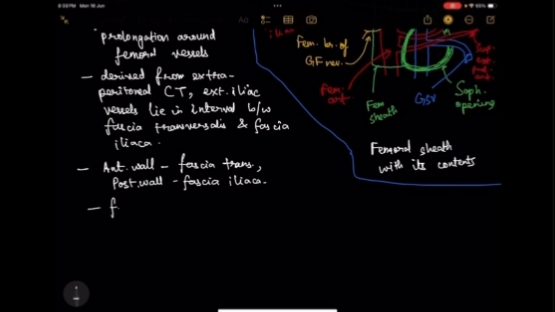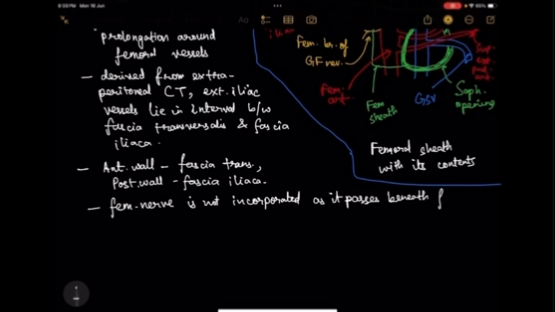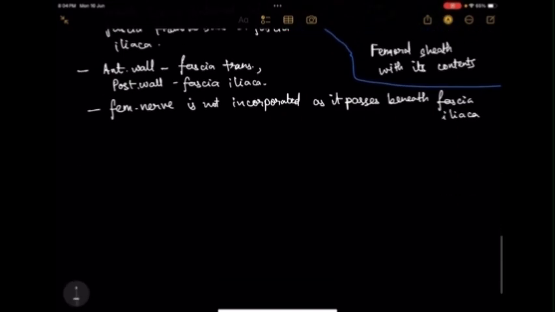Femoral nerve is not incorporated. Yes, we have a habit of associating the femoral vessels with the nerve. Femoral vessels and nerve? No, femoral vessels but not the nerve. Why? Because it is not incorporated, as it passes beneath fossa iliaca. This is a nice, interesting concept.